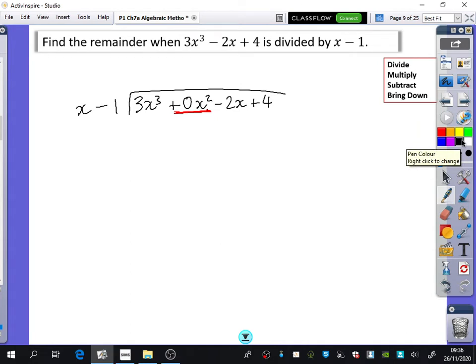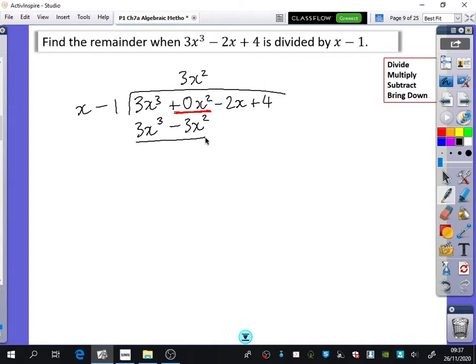So we'll go quite quick through this. We'll do the 3x cubed divided by x. Oh, sorry, yes. You could write it as minus 0x squared. It's not going to make any difference at all, because when you do the multiplying process, you're going to be multiplying by 0 or minus 0, which will do the same thing. Okay? So it's going to be 3x squared. The 3x cubed divided by x is 3x squared. Then we do the multiply. So you get 3x cubed minus 3x squared.